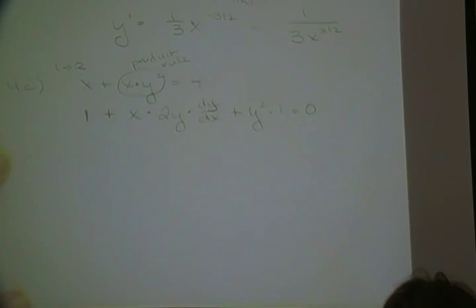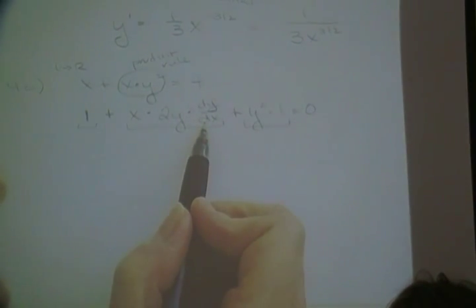So, I have 3 things on the left here connected by addition, so 3 terms. And I want to leave the one with the dy dx on the left. I'm going to rewrite x times 2y as 2xy. And that's times dy dx. But the other 2 terms that don't have a dy dx attached to them, I'm going to send them to the other side. And over there, the 1 is negative 1, and the y squared is negative y squared.